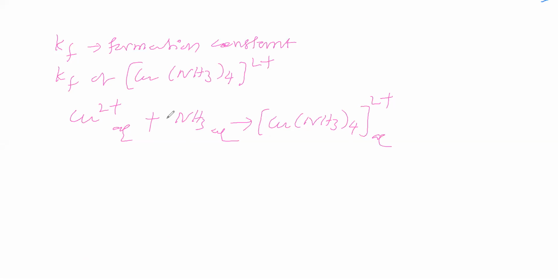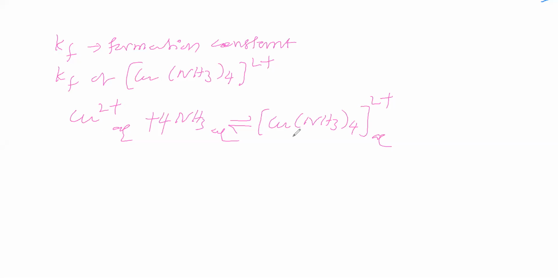Now let us balance this. For balancing, we are keeping it like this. Now let us consider this as an equilibrium. Under equilibrium conditions, this equilibrium has an equilibrium constant. That equilibrium constant is called Kf, the formation constant of this complex, and we have to write the equation like this.